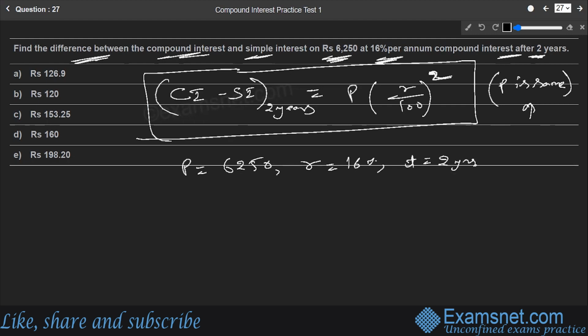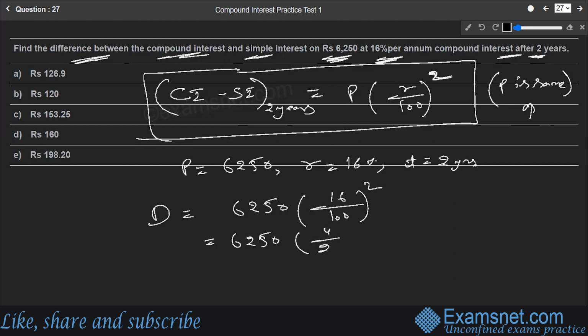Okay, so we are supposed to find out the difference. The difference value is nothing but P value is 6250, R value is (16/100) whole square. If we solve this further, this comes out to be 6250 into (16/100) is nothing but (4/25) whole square, which is clearly 6250 into 16/625. If we solve this further, the difference is coming out to be 160 rupees.